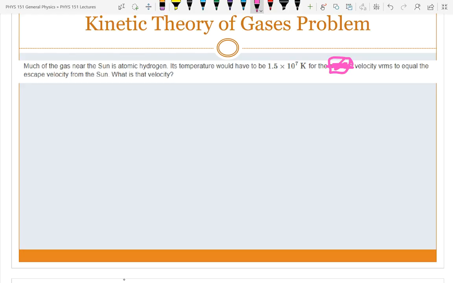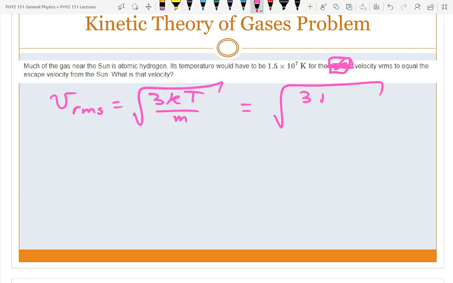So for the velocity VRMS to equal the escape velocity of the sun, what is that velocity? Well, you just say, VRMS is equal to square root of, that's an R. What's the difference in those two equations?